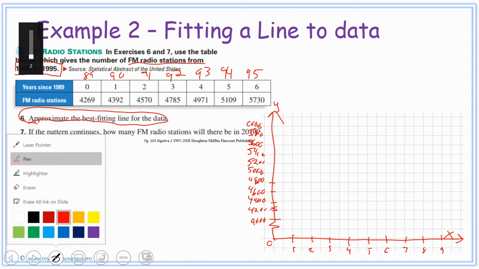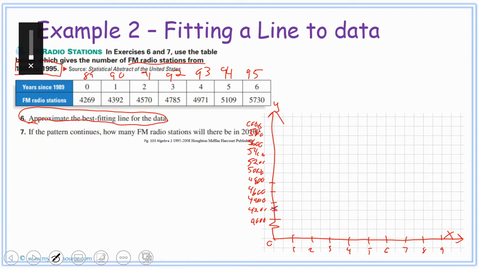Maybe I should change the color so it stands out. So that's our first one. At year 1, which will be 1990, 4,392 would be relatively close to 4,400. The second year, 1991, that's 4,570, which is pretty close to the 4,600.